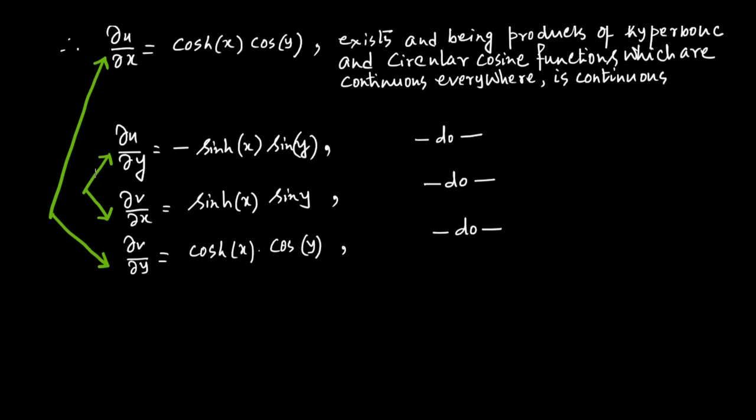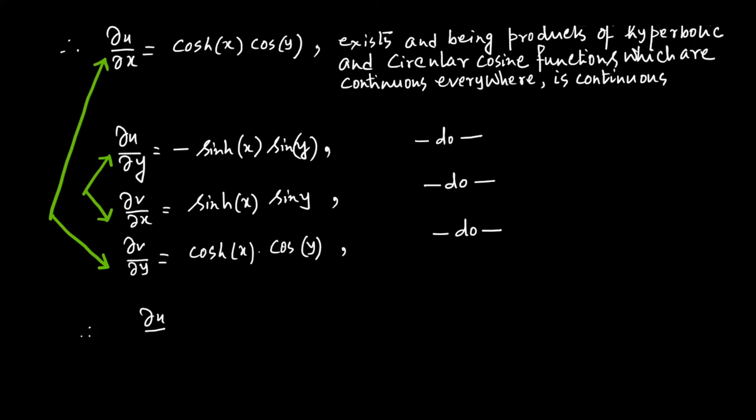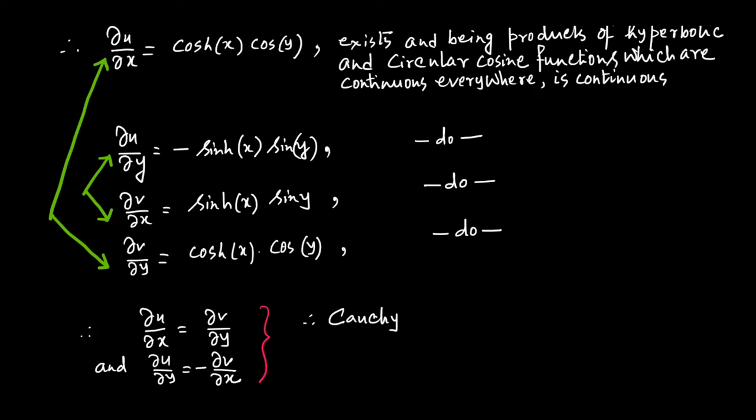So if I write this, therefore, what we are getting: del u del x is equal to del v del y, and del u del y is equal to minus del v del x. Therefore, what we can say? Therefore, Cauchy-Riemann equations are satisfied. That is, previously we have seen that all four partial derivatives exist and are continuous, and now we are seeing that the Cauchy-Riemann equations are also satisfied.